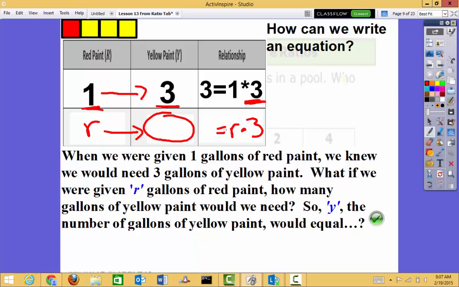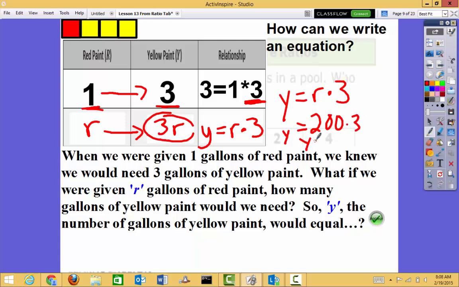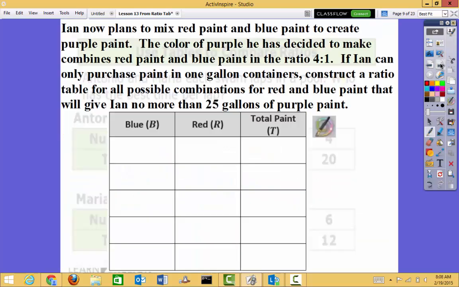So what is my answer? I'm going to need 3R. So that's going to be my equation. My yellow paint equals that 3R. So now it's going to be really easy for me. If I know R is 200, I just put 200 in for my equation. And I'm ready to go. Yellow paint equals 200 times 3. And so I would need 600 gallons of yellow paint. If my R was something different, like 13, I just substitute that 13 in.